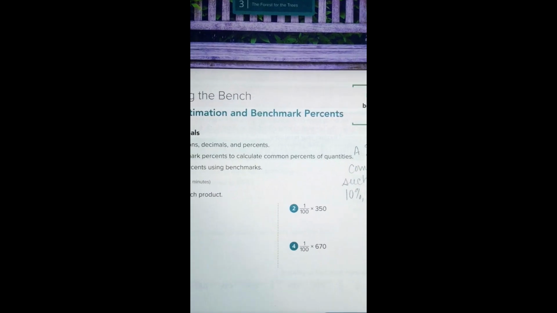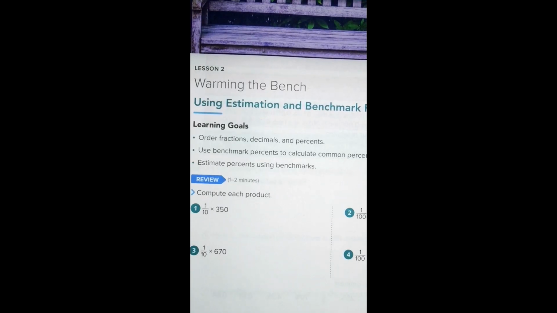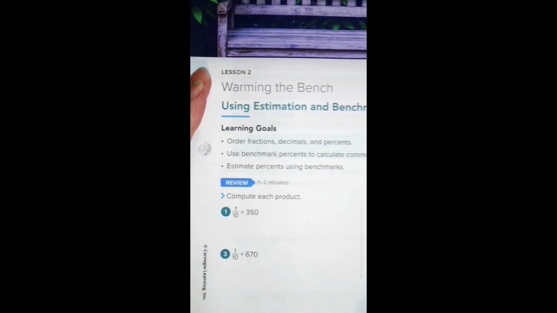So this lesson's entitled Warming the Bench, Using Estimation and Benchmark Percents. Learning goals: ordering fractions, decimals, and percents. We're going to use benchmark percents to calculate common percents of quantities, and we'll estimate percents using benchmarks. So our review here, just to get us started, I'm going to zoom in a little bit and do each side independently.